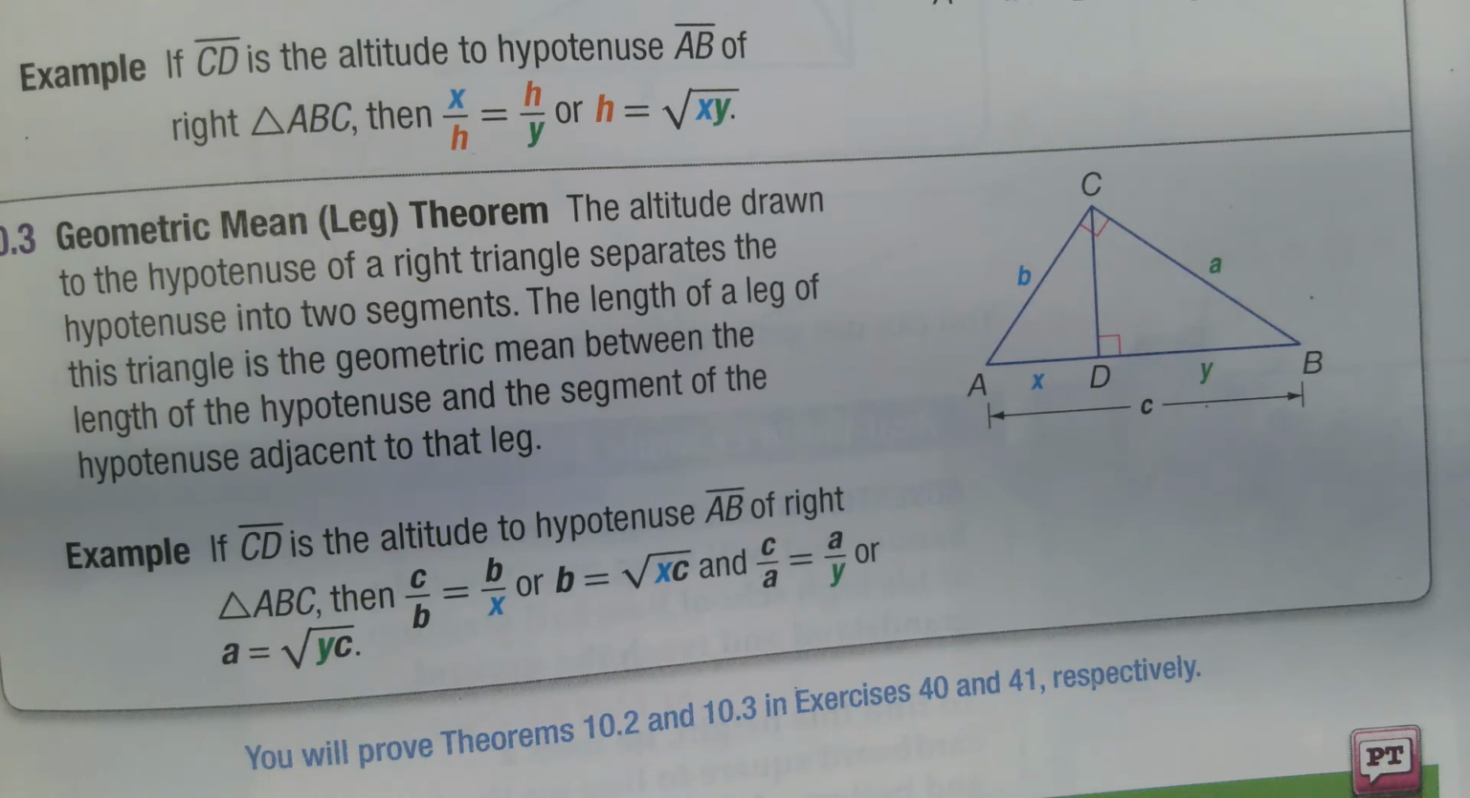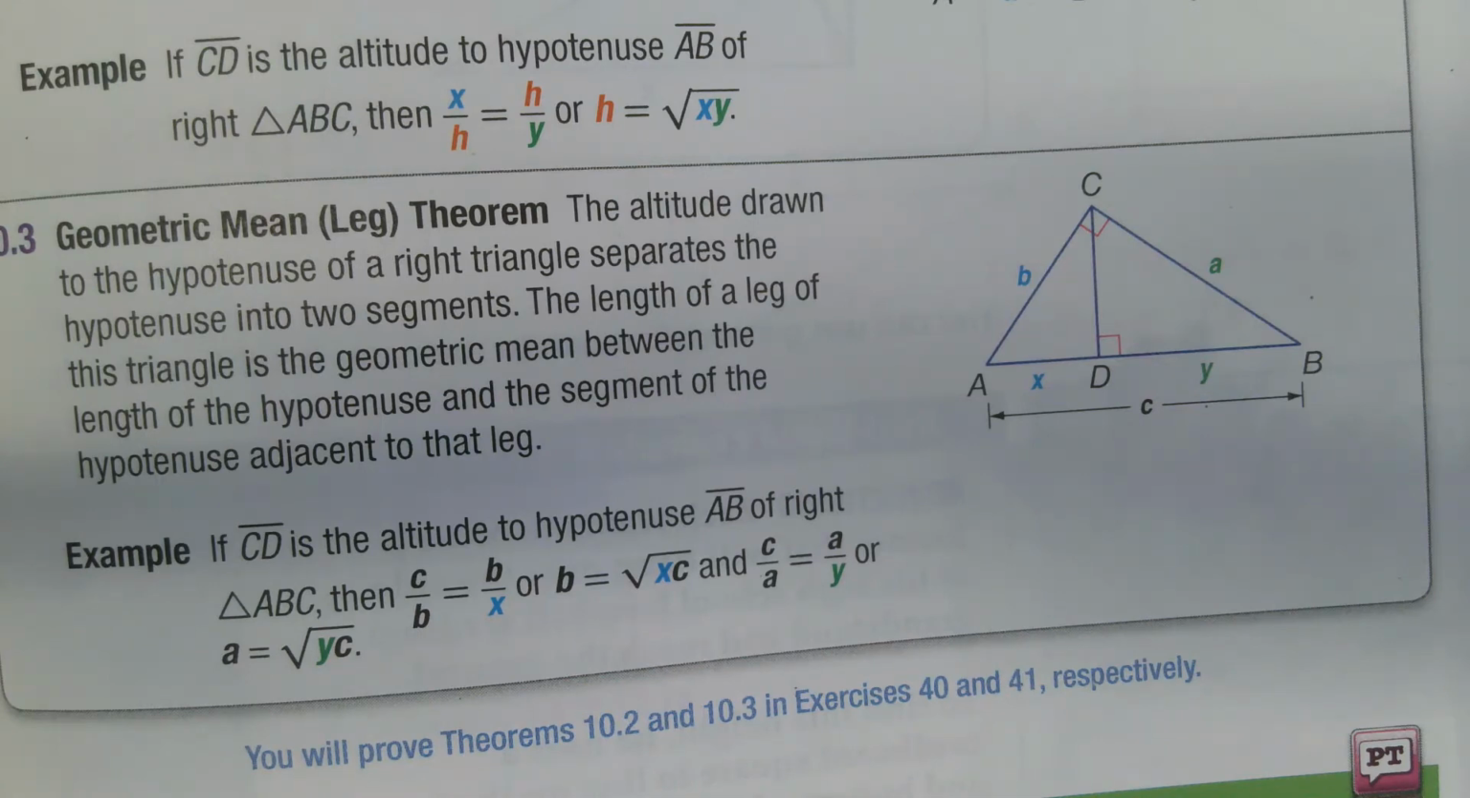Okay, this theorem deals with the legs, right? Every right triangle has 3 parts: 2 legs and a hypotenuse. This theorem right here does the legs. We can find the measure of each leg as long as we know the hypotenuse and each part of the hypotenuse.